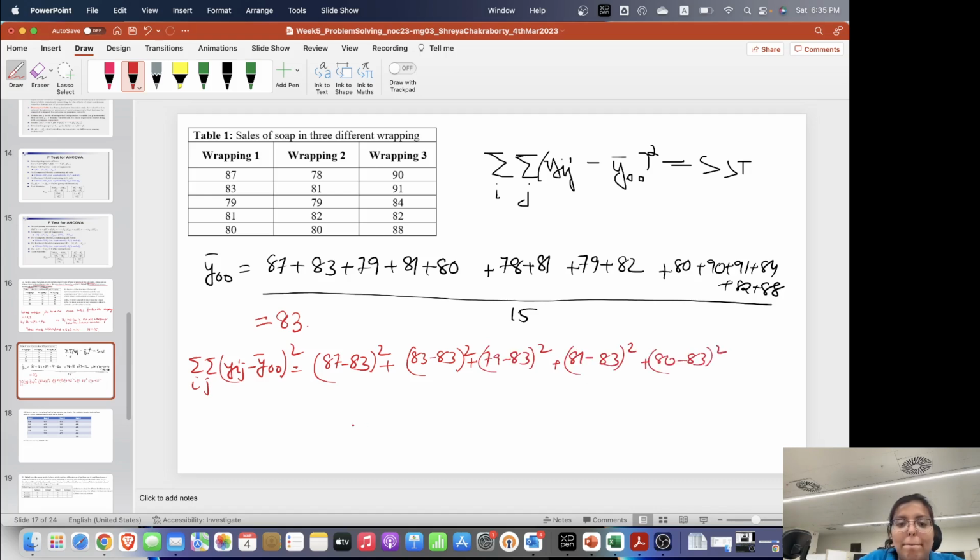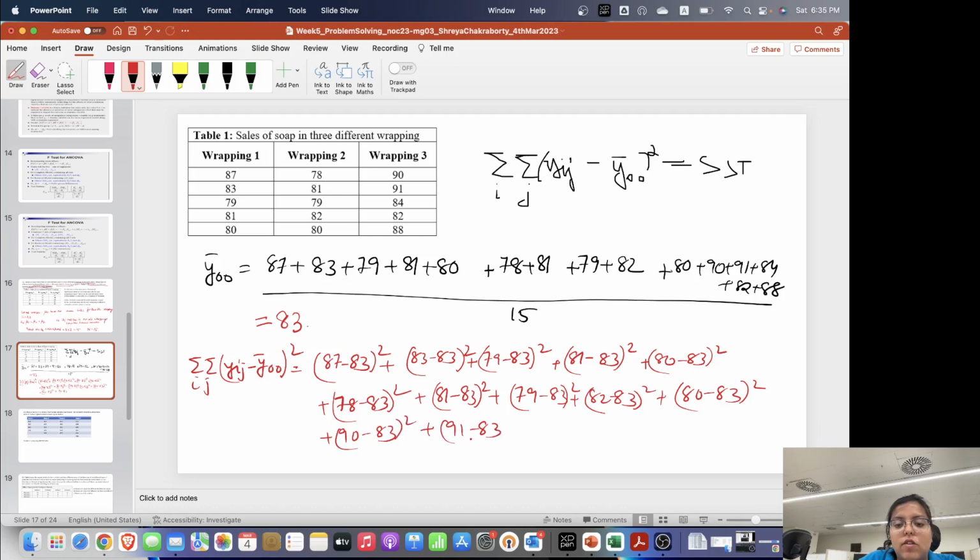83 whole square plus 78 minus 83 whole square plus 81 minus 83 whole square plus 79 minus 83 whole square plus 82 minus 83 whole square plus 80 minus 83 whole square plus 90 minus 83 whole square plus 91 minus 83 whole square plus 84 minus 83 whole square plus 82 minus 83 whole square, and finally 88 minus 83 whole square. So if you calculate, how much will this come to?